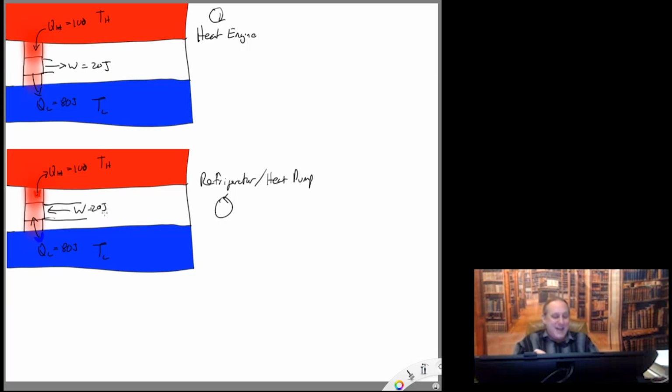A heat pump instead, what it does is it doesn't create the heat, it just coaxes the heat. It encourages the heat to flow from the cold place to the hot place. So when that happens, we have this heat flowing from cold into hot. The blue stuff is the heat flowing from the cold place.